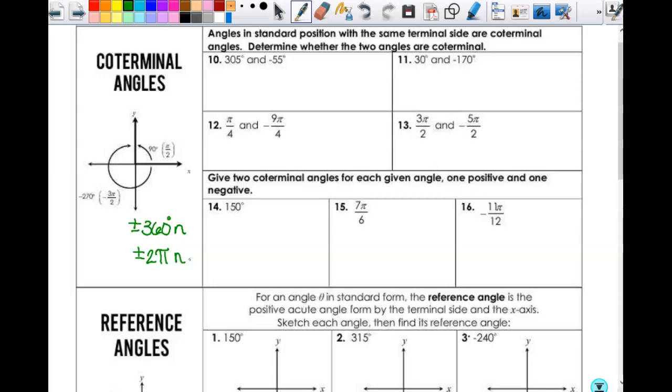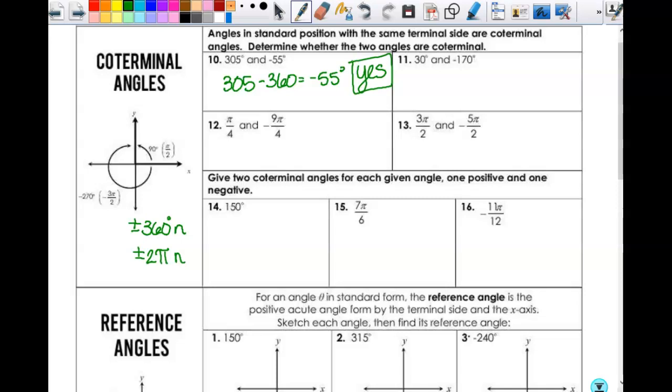So if I take that 305, and I want to know if it's coterminal with negative 55, I can subtract 360. They are, because if I subtract 360, I end up with a negative 55 degrees, so the answer is yes.